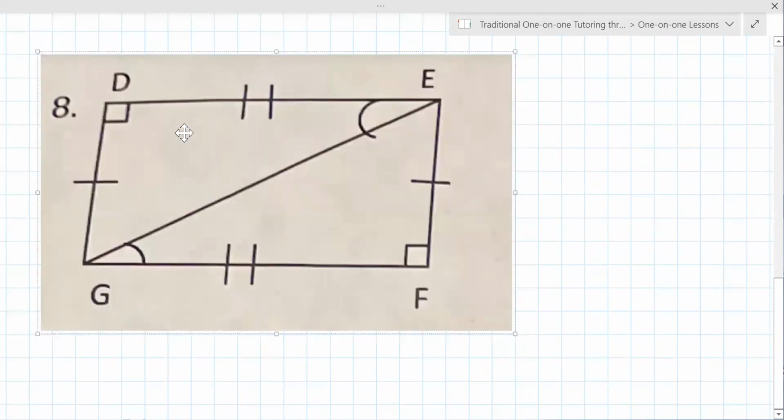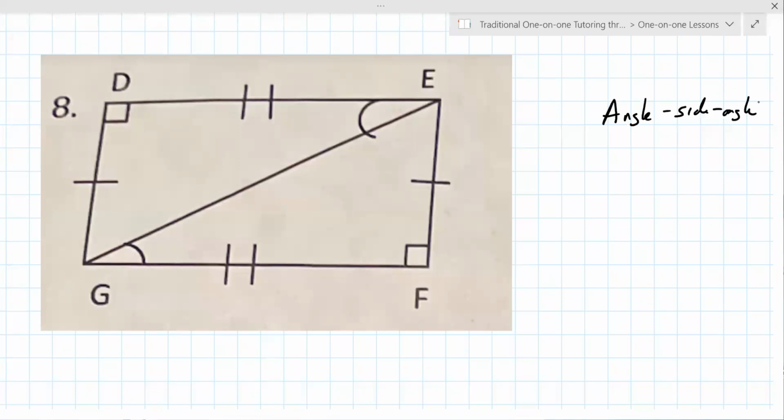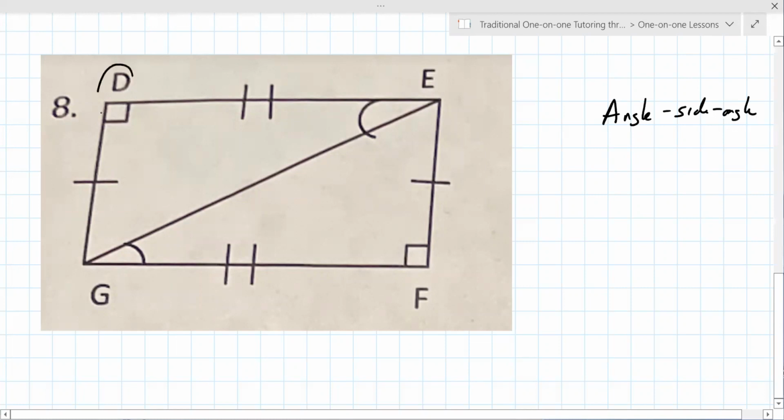Is this confusing? Well, it kind of is. In school I was saying to other students, see what does SSS, what does ASS, what is AAS or AAA. So it's angle, side, angle. You have to start at an angle that's congruent. So do you see how angle D is congruent to angle F? That's your angle.